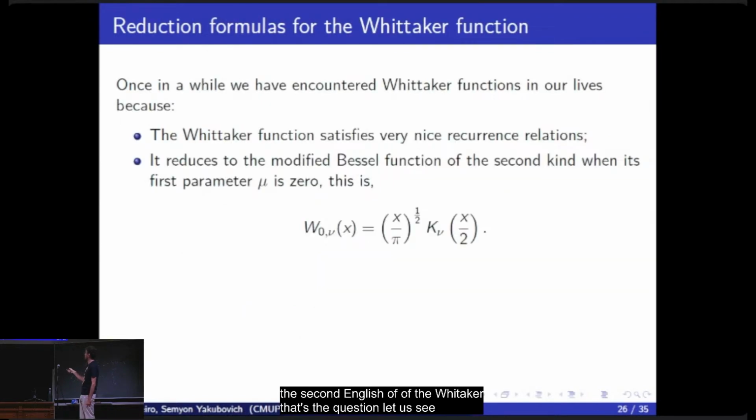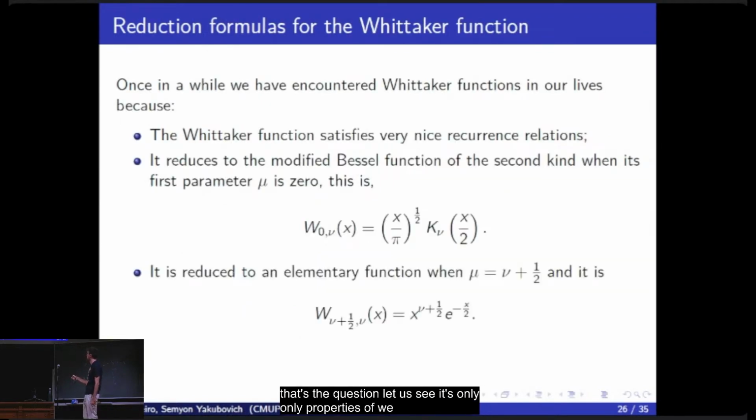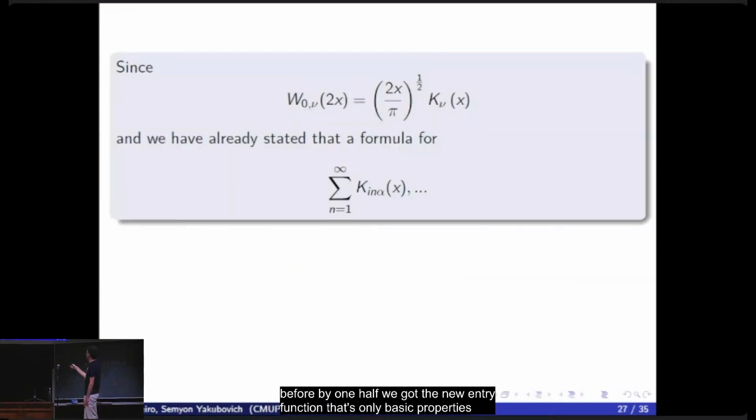These are only properties of the Whittaker function. When you take the first argument equal to 0, you recover the Bessel function. And when the arguments differ by 1/2, we get an elementary function. That's only basic properties. Okay. The question is, we have this reduction formula, and we have the formula from 2008 that Simeon proved using k, I, and alpha of x.